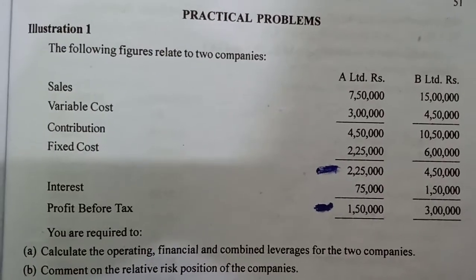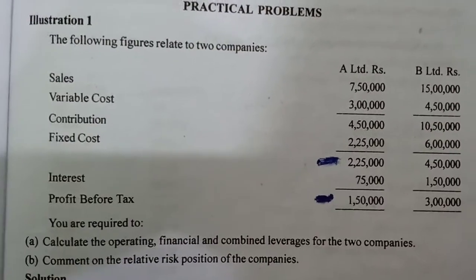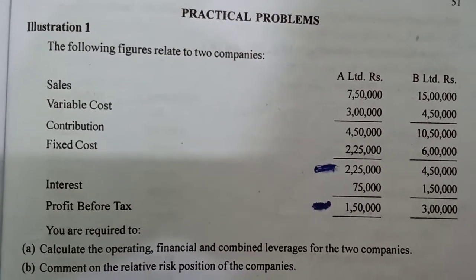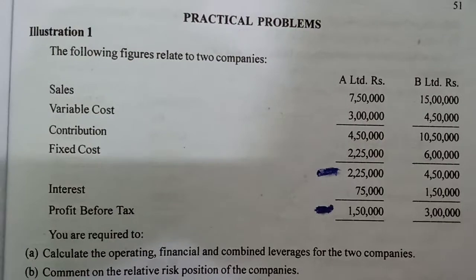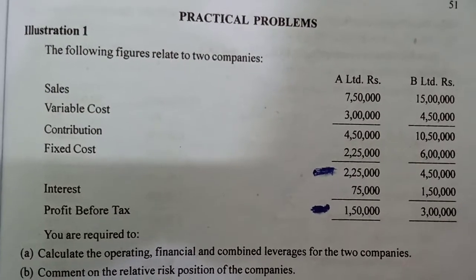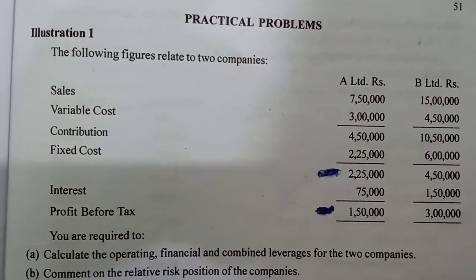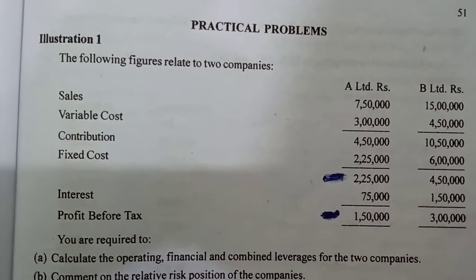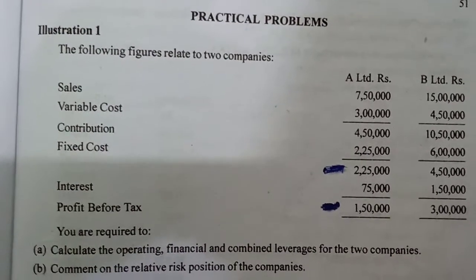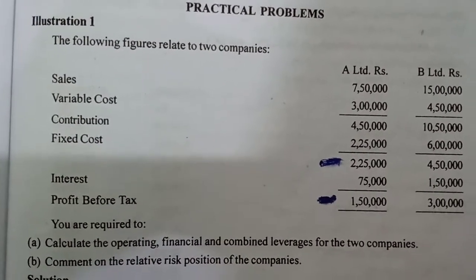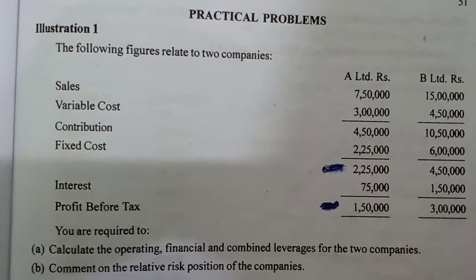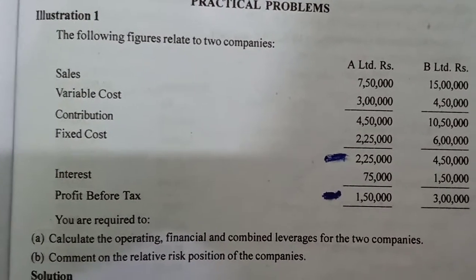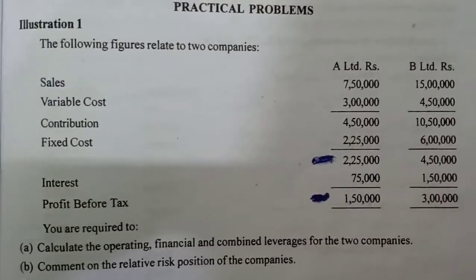Combined leverage is equal to contribution divided by EBT, not EBIT. EBT is earnings before tax, that means profit before tax. So operating leverage is equal to C divided by EBIT. Financial leverage is equal to EBIT divided by EBT. And combined leverage is equal to C divided by EBT. By using these formulas, we can calculate the three leverages, and we can comment on the relative risk position later. Let us see how to solve this problem.